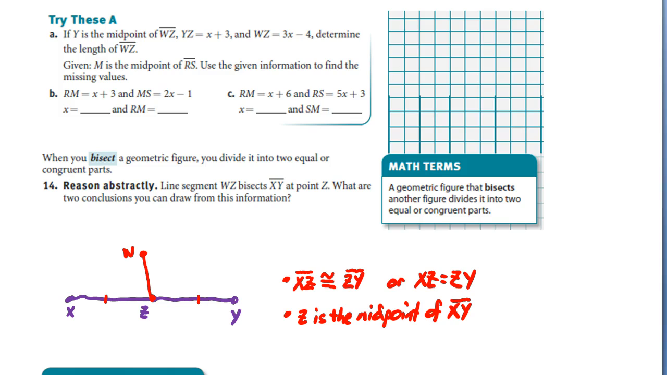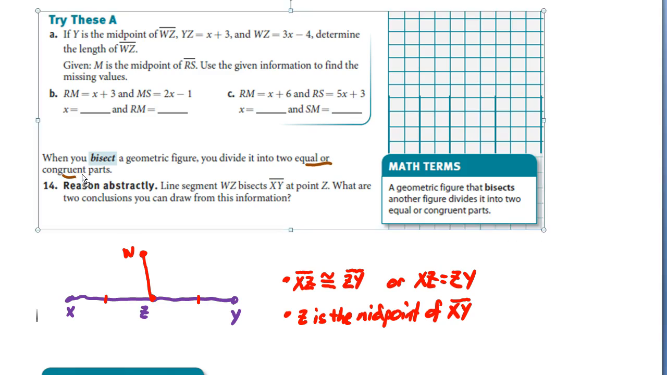There's one more vocabulary word in this lesson because it's connected to the idea of midpoint. The word is bisect. When you bisect a geometric figure, you divide it into two equal, or another word for equal, congruent parts. Number 14, line segment WZ bisects segment XY at point Z.